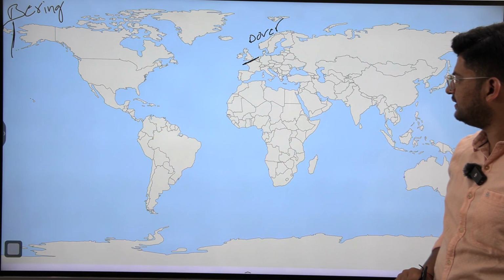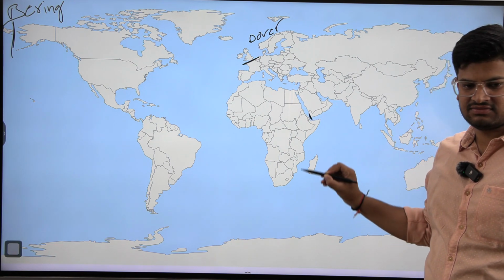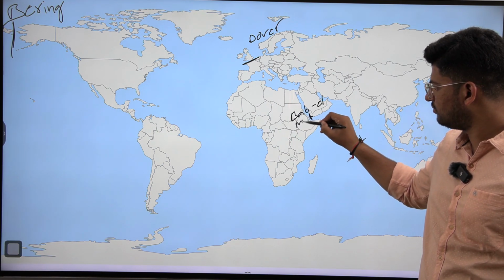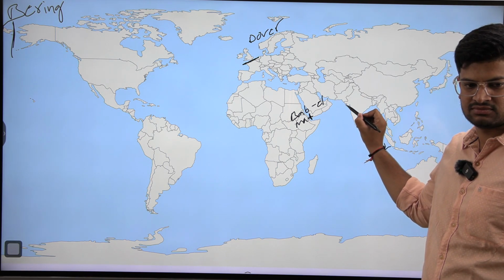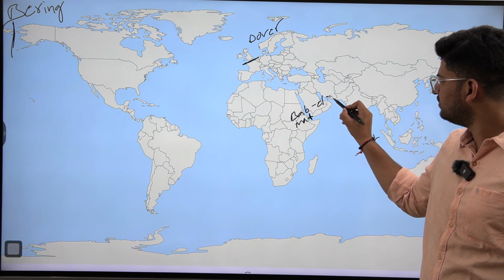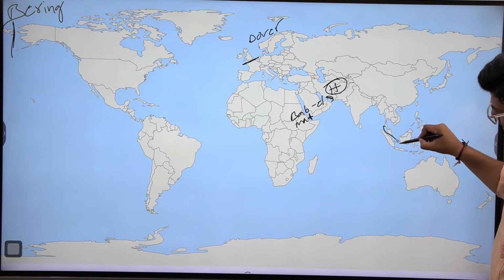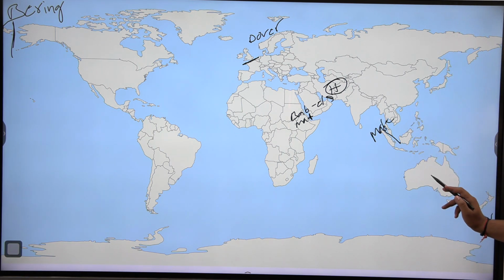And similarly, which strait is connecting the Red Sea to the Gulf of Aden? Bab el Mandeb. Then the Persian Gulf connecting to the Gulf of Oman. Which strait? Strait of Hormuz. Which strait is this, connecting the Andaman Sea and South China Sea? Strait of Malacca. This is Australia, this is Tasmania. Separated by which strait? Bass Strait.